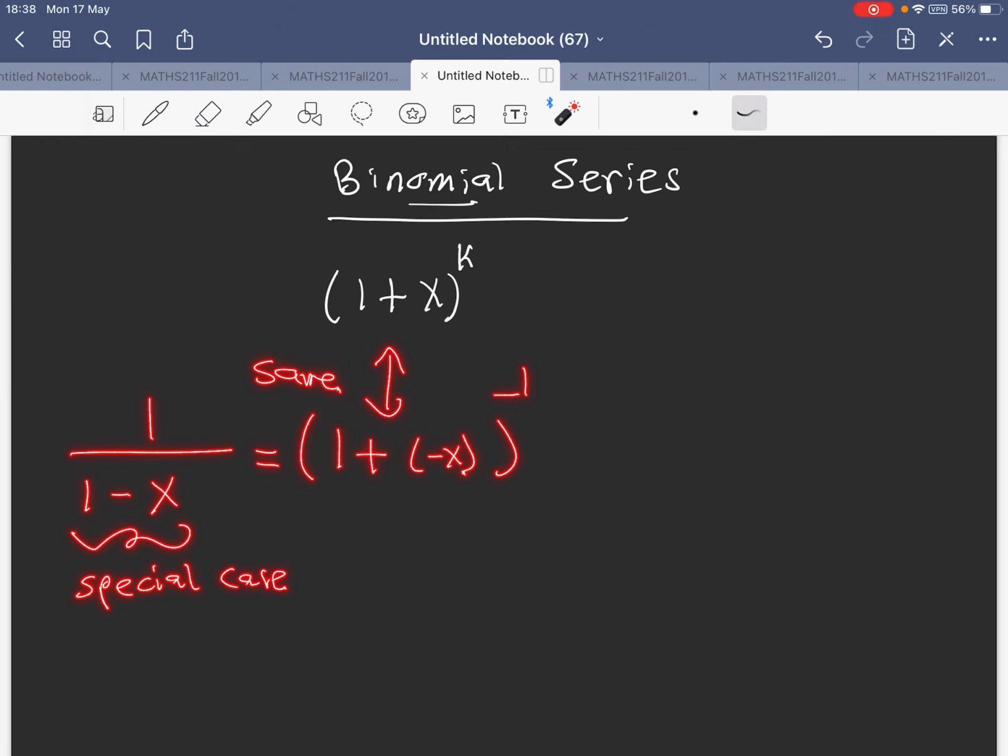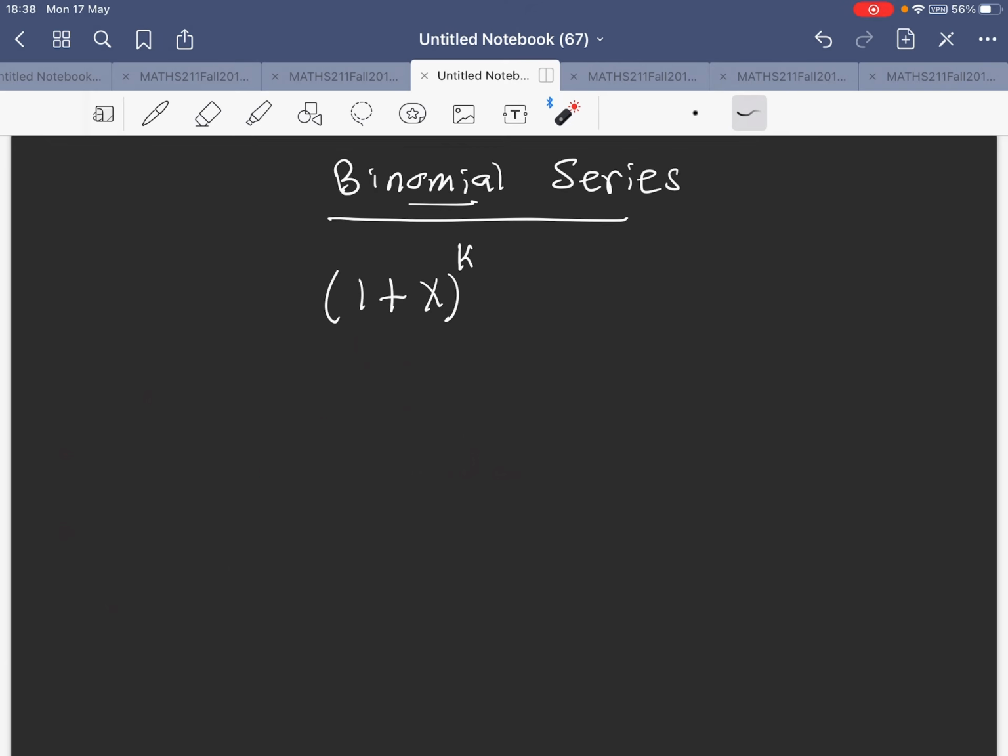So today we will do it in general for any power, and it should be 1 plus x. And if it's not 1 plus x, we know how to make it 1 plus something. Now, what is the binomial series? It's in the sigma notation, starting from 0 to infinity, x to the n, and here something like this, which is k choose n.